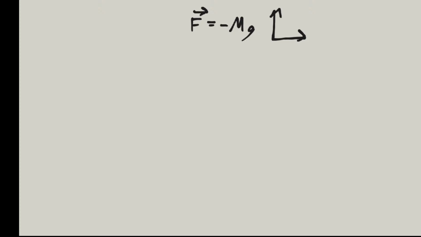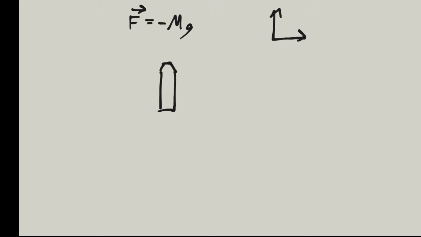So F equals negative mg, and we have a rocket. To make this simple, let's consider that the rocket is only going up. Here's our rocket. The rocket is going up, and it is expelling fuel. The fuel is going out with some velocity u again, and the rocket is flying with some velocity v. v going up, and u going down. And u, again, is with respect to the rocket. So let's do this all again.